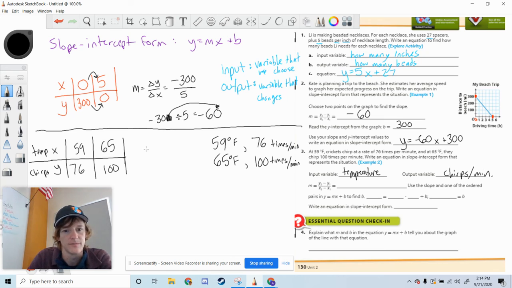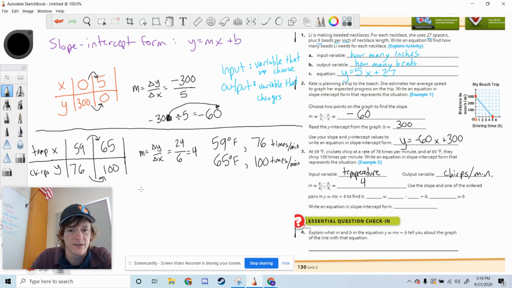So for the slope, m equals the change in y over the change in x. The change in y looks like we're going up 24: up 4 to 80 and up 20 to 100. So it's a positive 24. And the temperature is going up by 6, so 24 divided by 6 is 4. So m will equal 4.